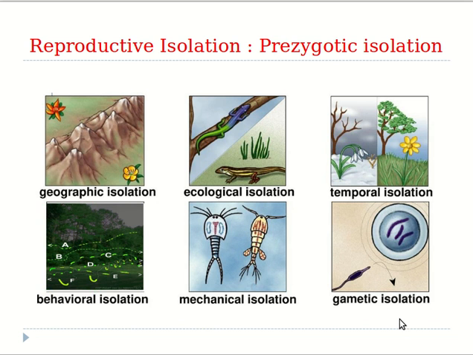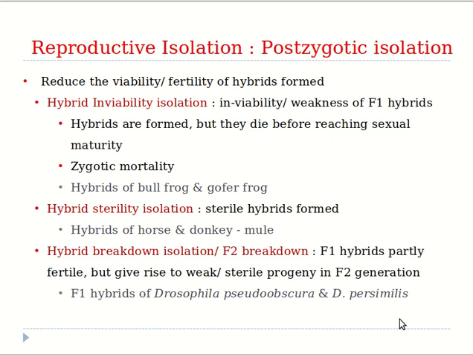Now we'll pass on to the postzygotic isolation. Postzygotic isolation barriers will never prevent the formation of the zygote, but they will reduce the viability or fertility of the hybrids formed. There are three ways by which postzygotic isolation works. First is hybrid inviability isolation, second is hybrid sterility isolation, and the third is hybrid breakdown isolation, or F2 breakdown.